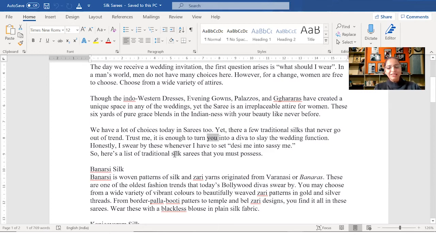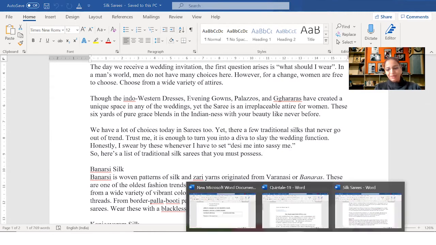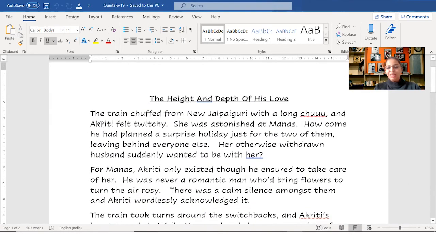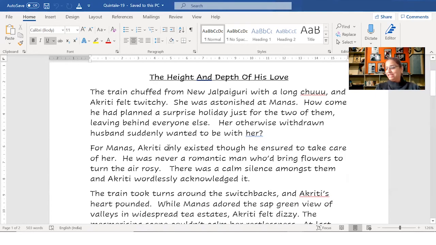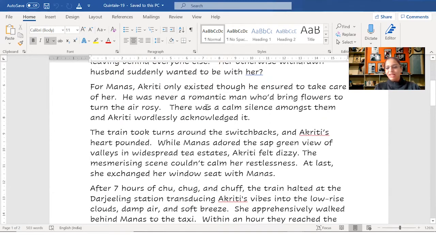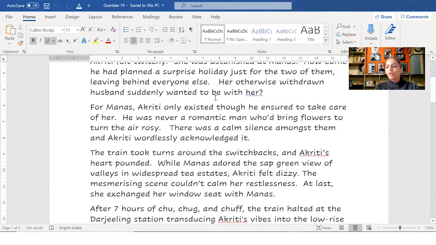So when the reader reads it, he or she feels that, okay, this is the best thing so far, that somebody has written something just for me. So that is what you call the reader's perspective. Similarly, when you read a story: the train chuffed from New Jalpaiguri with a long chew and Akriti felt twitchy. She was astonished at Manas. How come he had planned a surprise holiday just for the two of them, leaving behind everyone else? Her otherwise withdrawn husband suddenly wanted to be with her.